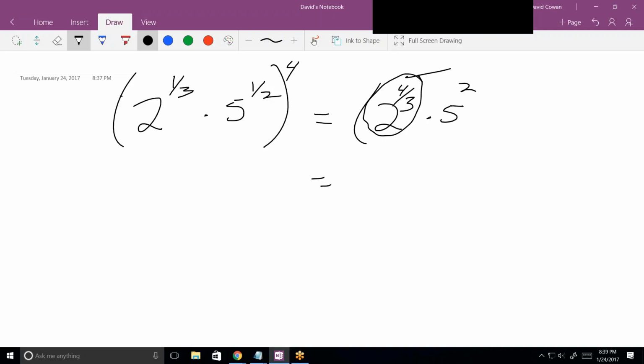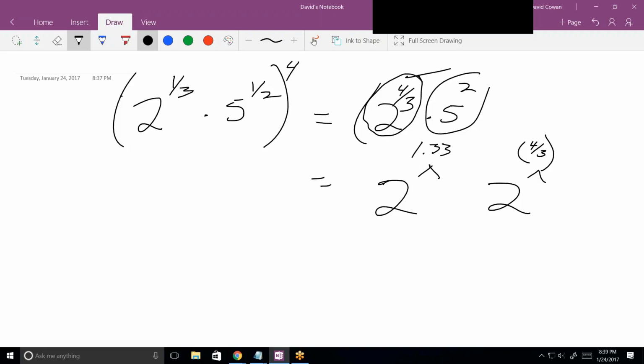Do you know how to do that on the calculator? Yep. Okay, cool. You could do it a couple of ways. You could do it 2 raised to the 1.33, which isn't quite exact, but you could also do it 2 raised to the parentheses 4/3. Make sure you put that exponent in parentheses when it's fractional like this. Okay. So then I got 2.519, basically. Okay, but then you got to multiply it by 5 squared, which is 25.